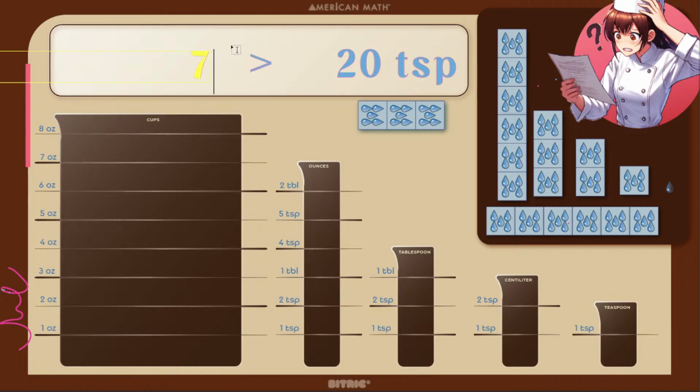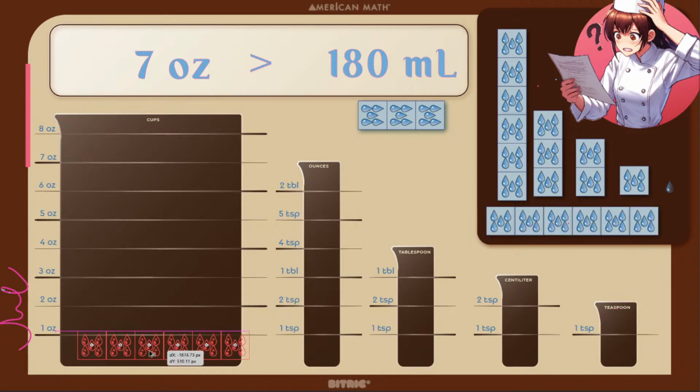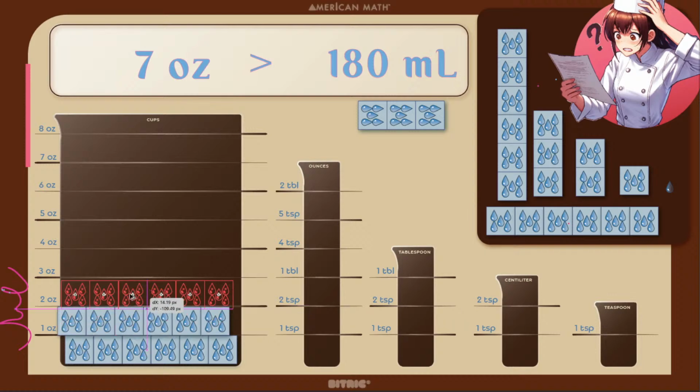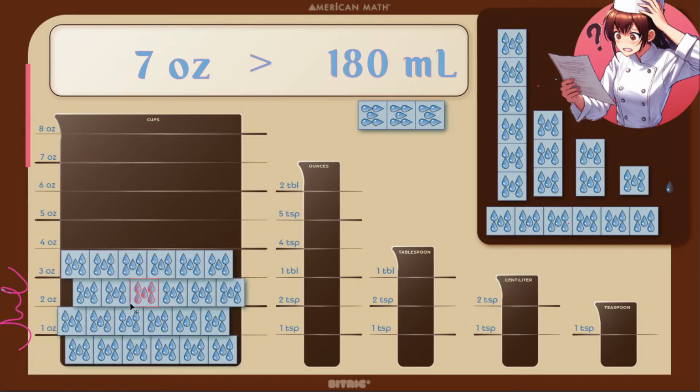Let's do 7 ounces to 180 milliliters. Okay, 7 ounces. I'll pull that out first. So we know an ounce holds 30 milliliters. Okay, so let's bring our ounces. 30, 60, 90, 120 right there. That's half our cup. So let me just mark that.